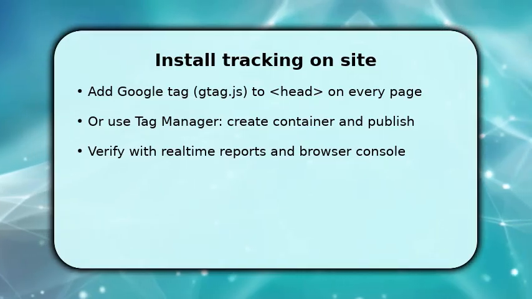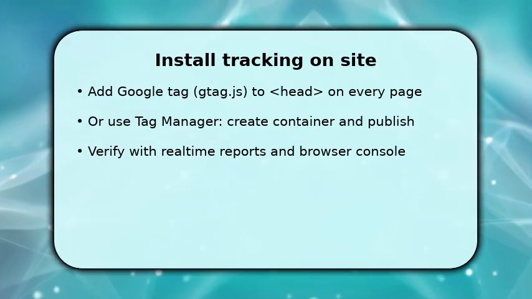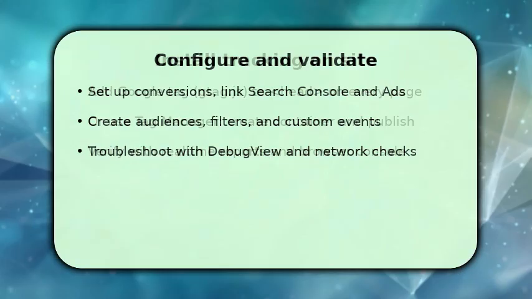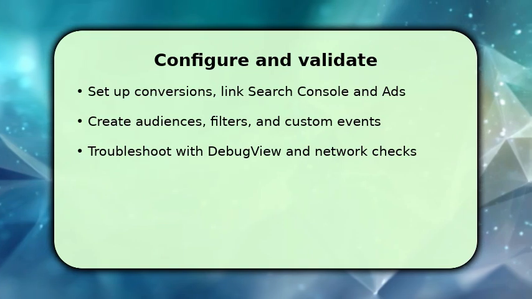Create a container, add a GA4 tag with your measurement ID, and publish. After implementation, open Analytics real-time reports and your site in a private window to confirm events appear. Check the browser console for tag errors. Finish by configuring measurements and validating accuracy so your reports are meaningful.